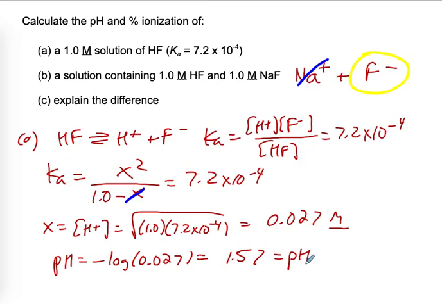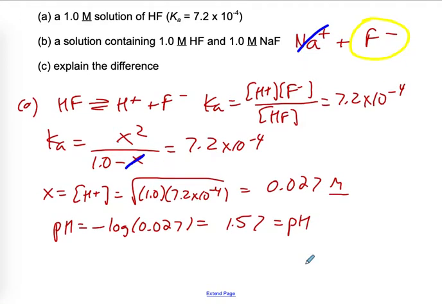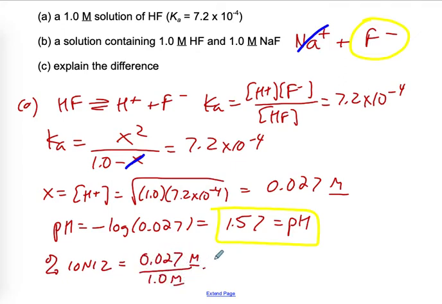Kind of feel like we've done this same problem before. And my percent ionization is the concentration of hydrogen ion produced in the ionization divided by the initial concentration times 100, or 2.7% ionization.